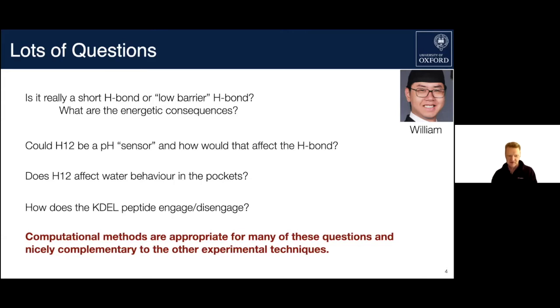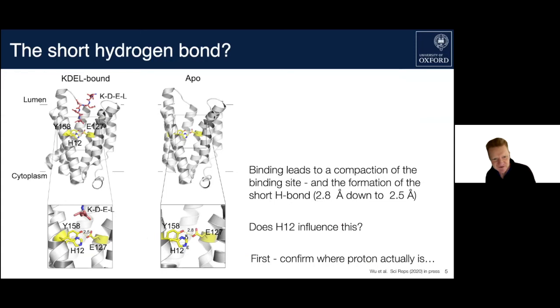These are all questions that computational methods are quite appropriate for, and can give you some insight that sometimes might appear at first glance a little bit abstract, but I'll hopefully show you how we can pull this all together to improve the overall picture of our understanding of how the KDEL receptor works. And just to add, this is all work that was done by a very talented graduate student called William Wu, and so he deserves all the credit for this work that I'm going to talk about, and I deserve all the flames. So let's just start with the short hydrogen bond.